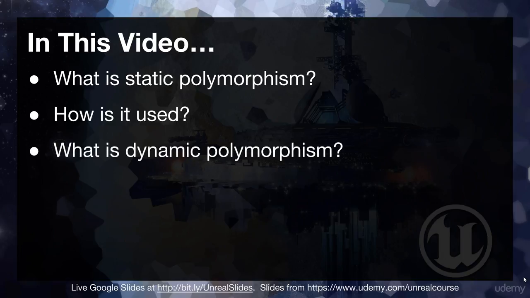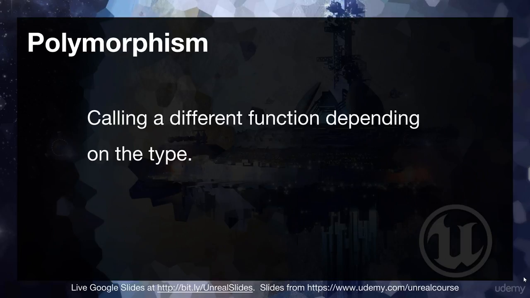And we're going to look at what dynamic polymorphism is and how that ties in to the use of the virtual keyword that Ben showed you in the last lecture. And we're going to show you how it's used and why that's useful. Okay, so let's dive in.